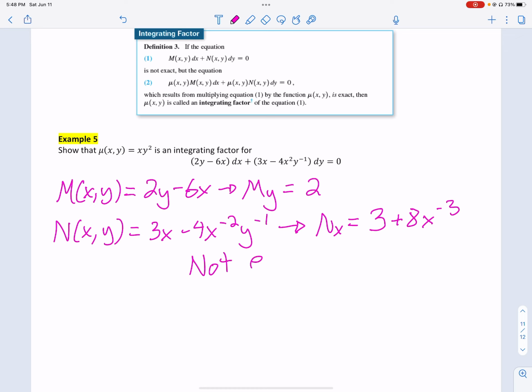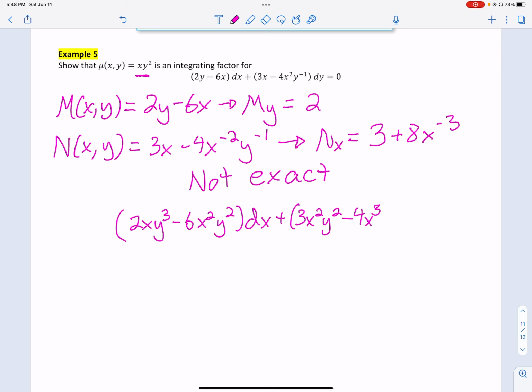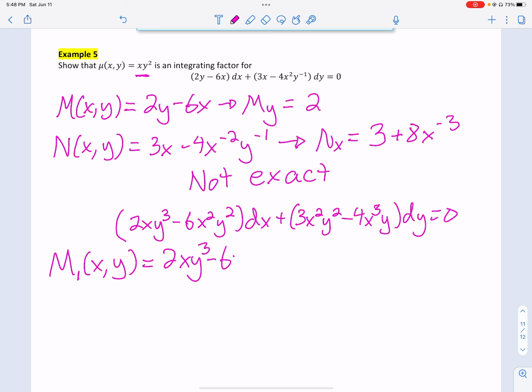Not exact. But now, if I multiply the equation by the integrating factor, I'm going to do that for each one: (2xy^3 minus 6x^2 y^2) dx plus (3x^2 y^2 minus 4x^3 y) dy equals 0. I'm going to call these by a different name. We'll call M1(x,y) equal to 2xy^3 minus 6x^2 y^2.